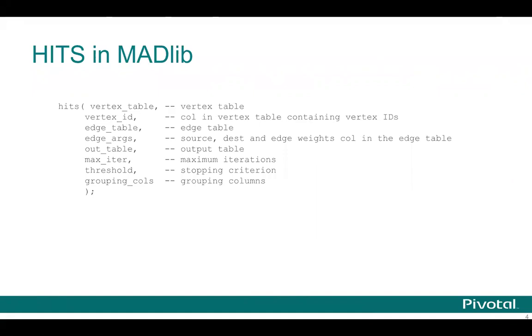The next one is out table. This is the name of the output table that will contain the results of the HITS computations. The next one is max iter. This is the number of times you want to iterate your algorithm, and the default is 100, but we'll go through that in a minute. Threshold is whenever you want your algorithm to stop. That's pretty straightforward. And then grouping columns is if you want to divide your graph into subgraphs depending on the column, then each subgraph will become its own graph and it will have its own hub and authority scores. So that's just the basic interface.